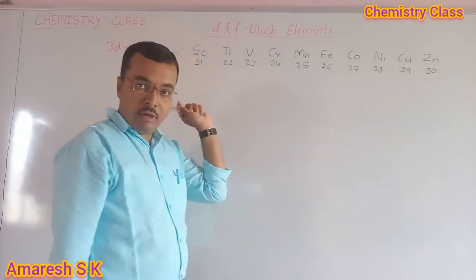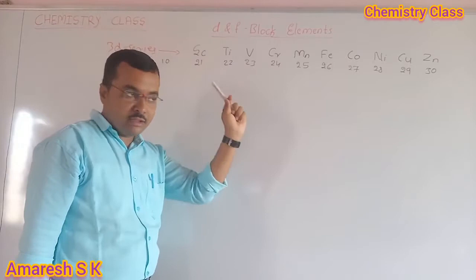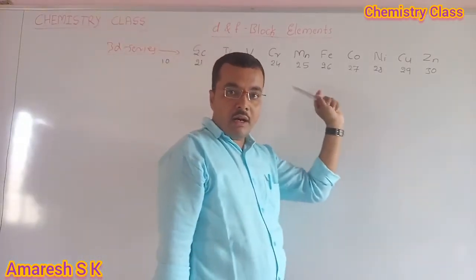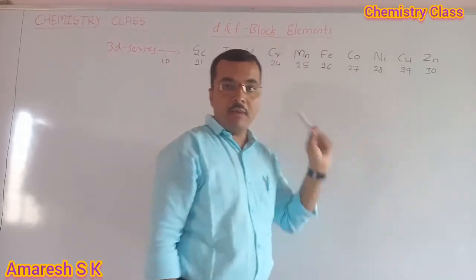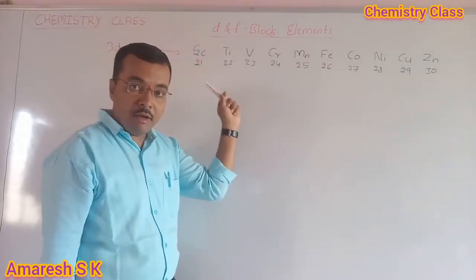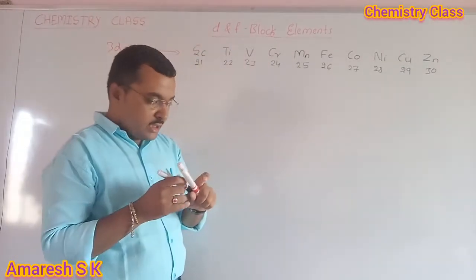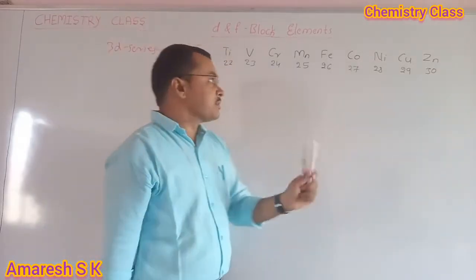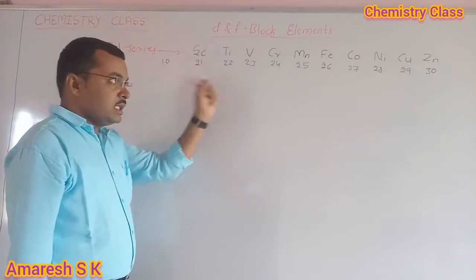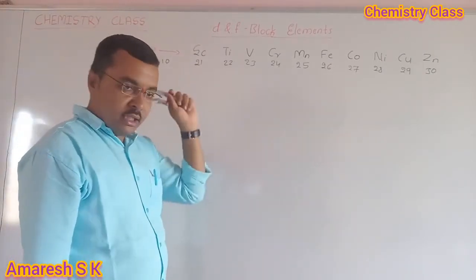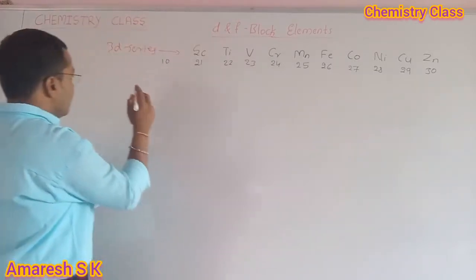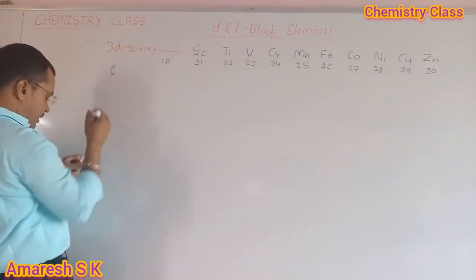Why can these be classified under D block elements? Because the added electron will enter into the partially filled or empty D orbital. Hence these are called D block elements, especially the 3D series of elements. This is the first transition series of elements. Next, in this class we are going to discuss the general trends or properties of the 3D series of elements.